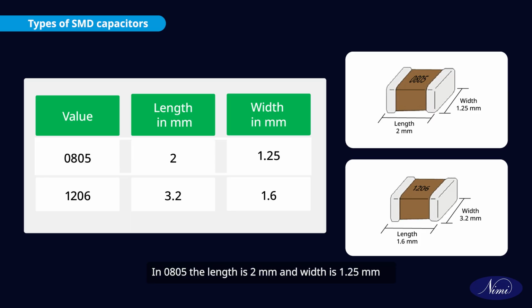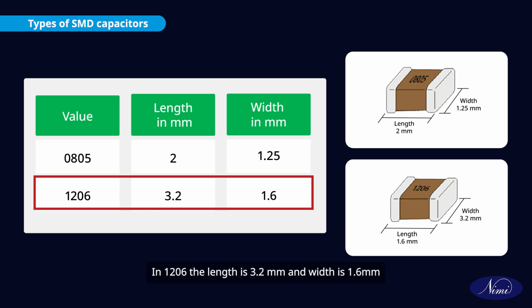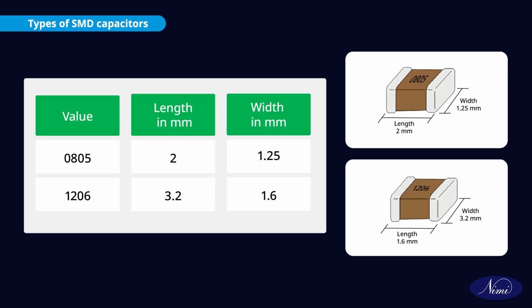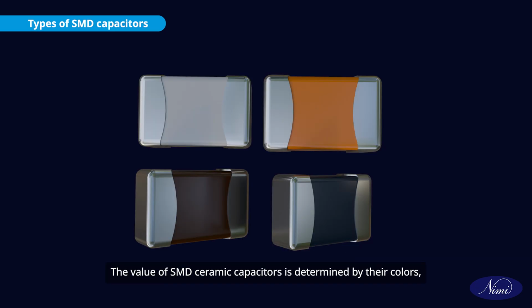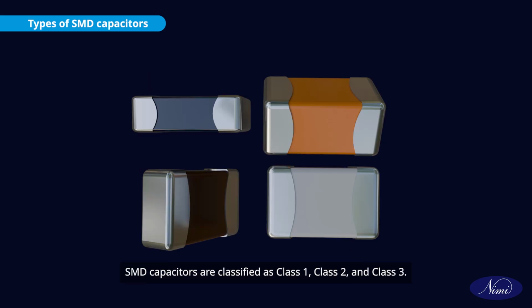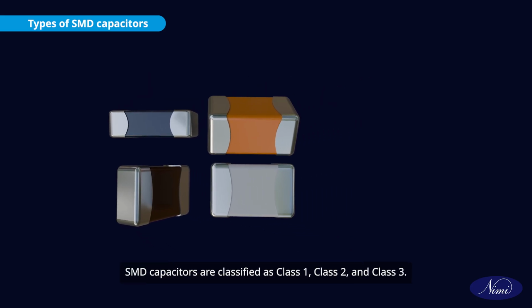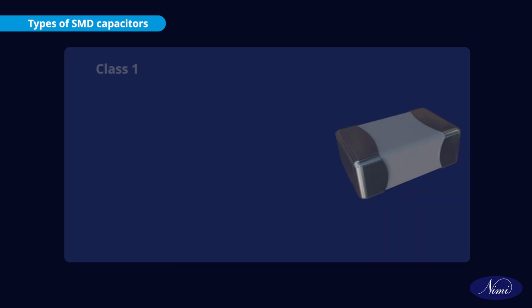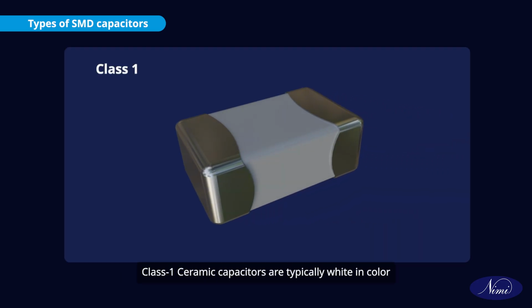In 0805, the length is 2 mm and width is 1.25 mm. In 1206, the length is 3.2 mm and width is 1.6 mm. The value of SMD ceramic capacitors is determined by the colors even if they don't have any markings. SMD capacitors are classified as Class 1, Class 2 and Class 3. Class 1 ceramic capacitors are typically white in color and have values that are lower, from 1 to 10 picofarads.